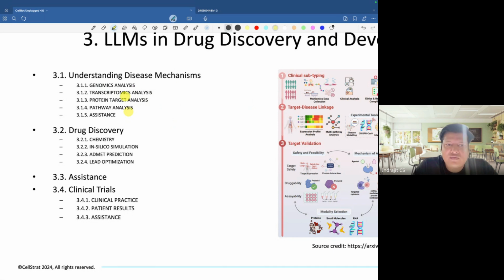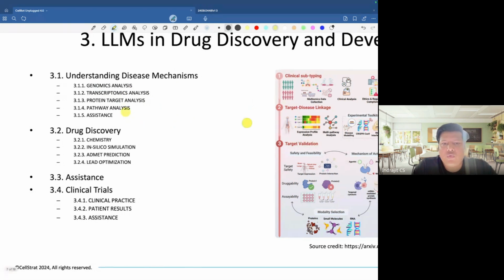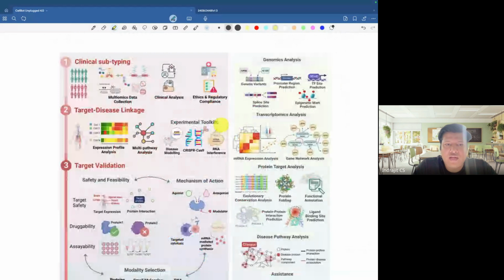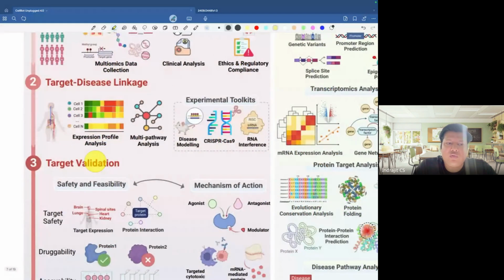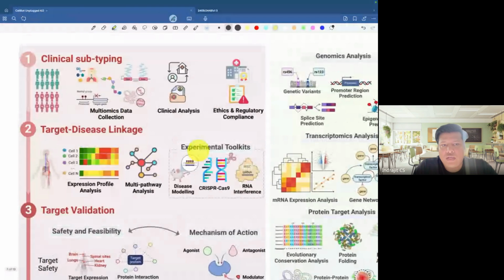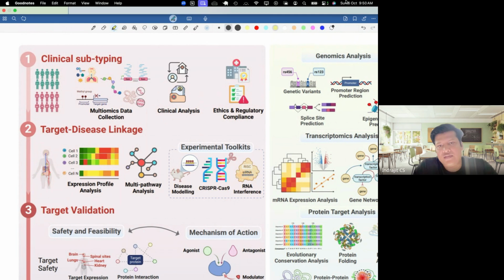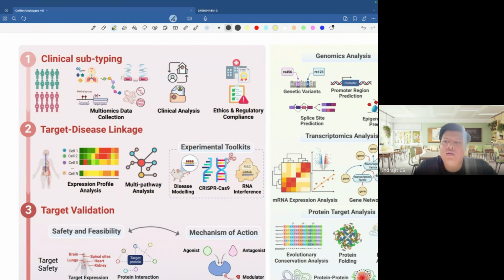Once we have these base models ready for the process, we can do certain things here. If you look at these three stages, clinical subtyping, then target disease linkage, and then target validation. In the first step, clinical subtyping, you will have the clinical analysis and ethics and regulation compliance. So you would check if the process has identified a drug that has good druggability. It has to reach that level of confidence and compliance score to get the approval.